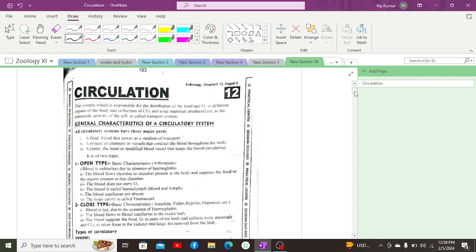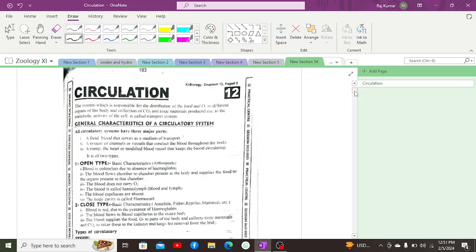The second characteristic of a circulatory system is the vessels in which the fluid is carried or the medium is present. These vessels can be blood vessels as well as lymphatic vessels, which we are going to discuss. In humans, there are two transport systems: the circulatory system and the lymphatic system.